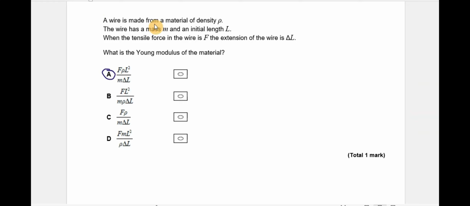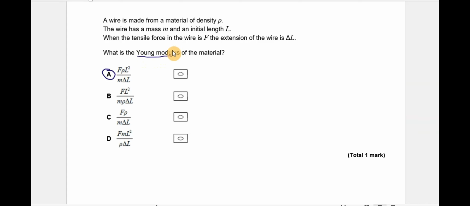So, a wire is made from material of density ρ. The wire has a mass m and an initial length L. The tensile force in the wire is F, the extension of the wire is delta L. What is the Young modulus of the material?